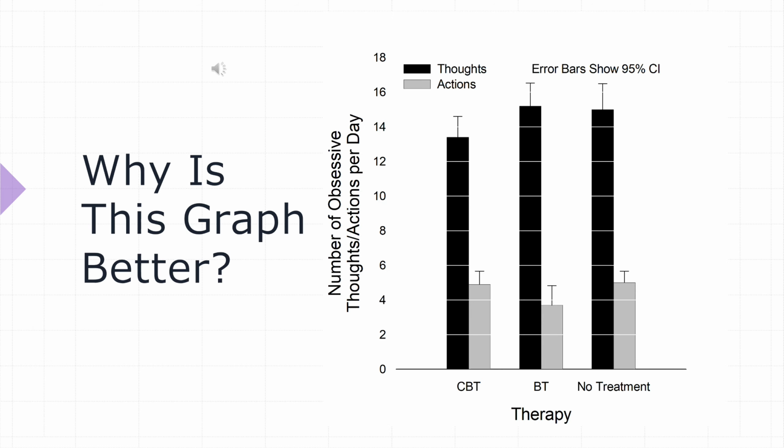Labels must be explicit. Why is this improved version better? Think for a moment, then compare.